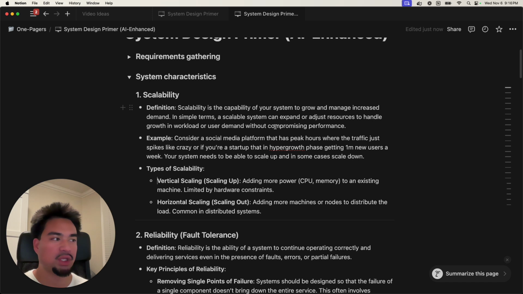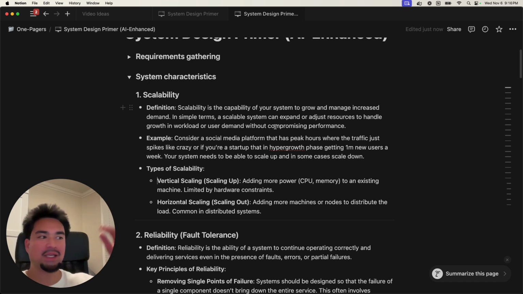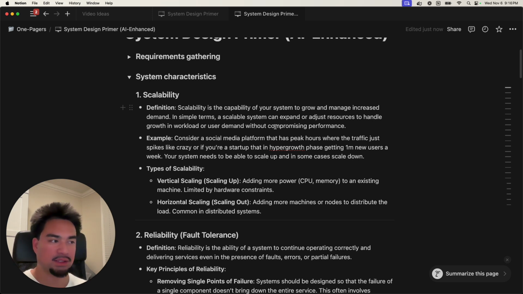So, I'll give an example here. Consider a social media platform. You need this platform to be scalable. So, if there's peak hours where the traffic just spikes like crazy, or in another case, you're a startup in the hyper growth phase where you're getting like 1 million new users a week. How does your system scale as traffic spikes or you get a ton of users? So yeah, when you're designing your system, you need to be thinking about that.